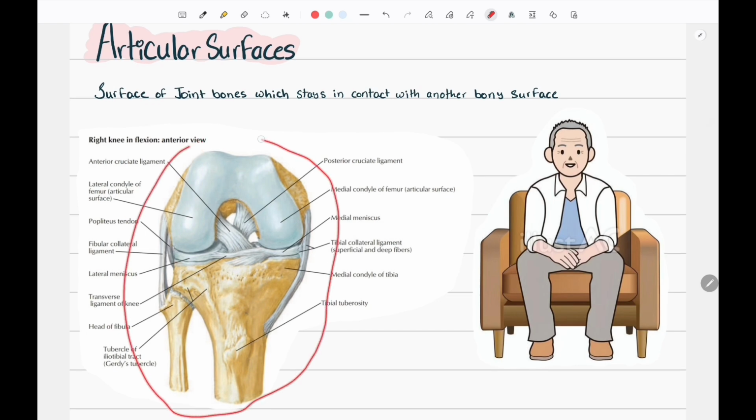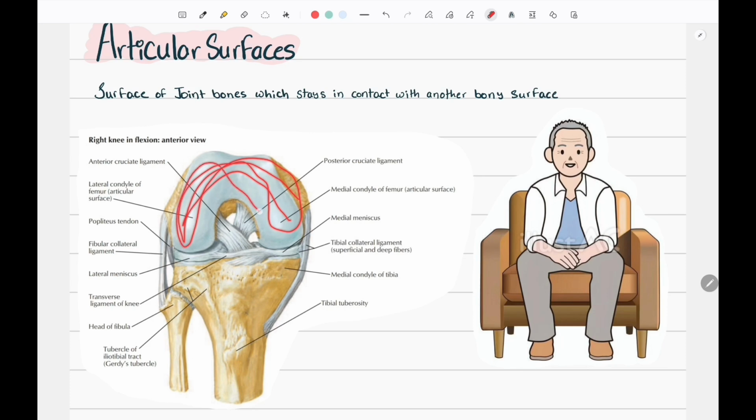This diagram has a tibia. This is the tibia bone, this is the fibula bone, and this is the femur, the inferior part of the femur. To view the articular surfaces of the joint, the knee joint is flexed in this diagram, and to orient you with the movement, I have taken a picture of this person sitting like this. Here the person has flexed the knees.